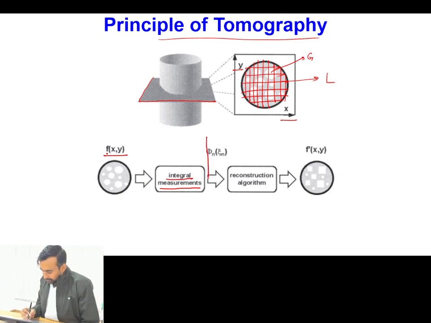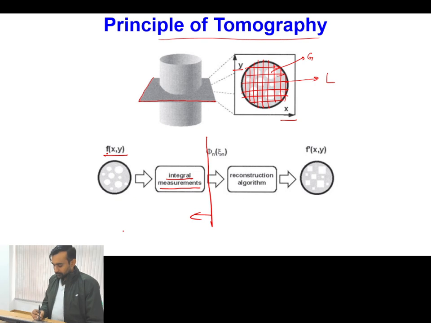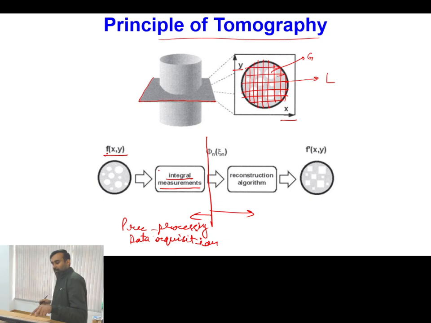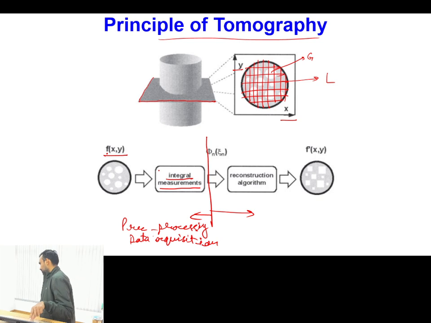And so this is the first part. What is the first part? I can say that this is my pre-processing, or simply the raw data acquisition. After this stage, once you have raw data, it means you know the value of the phase distribution function at each and every point. After that, what do we have to do? We have to apply the reconstruction algorithm.